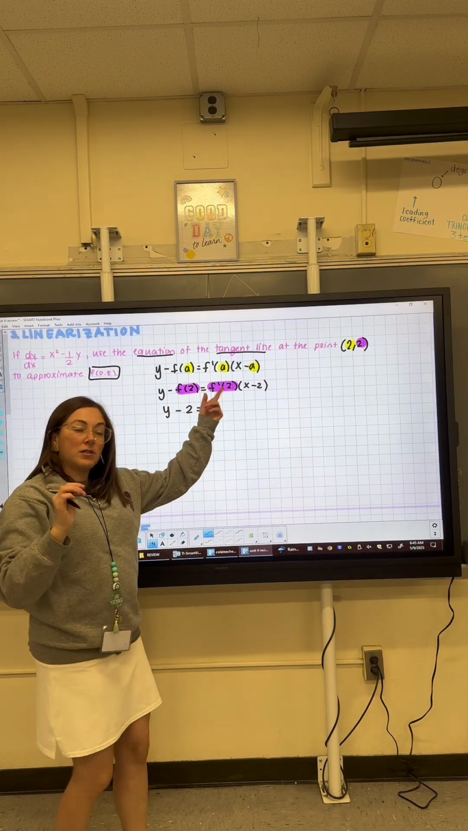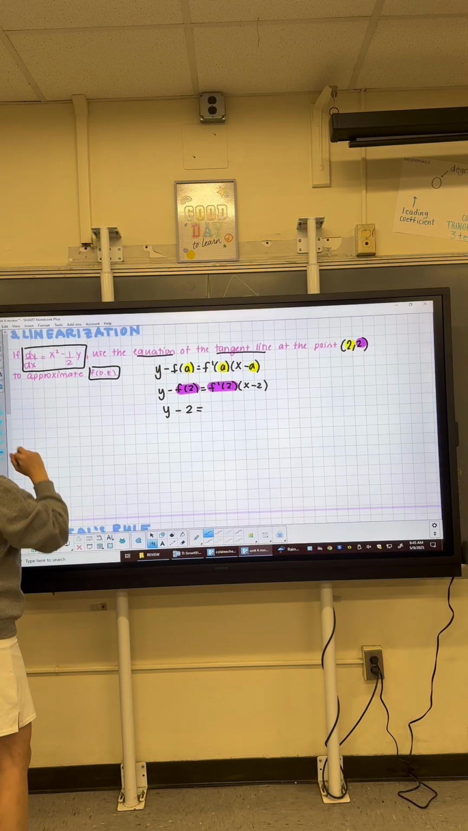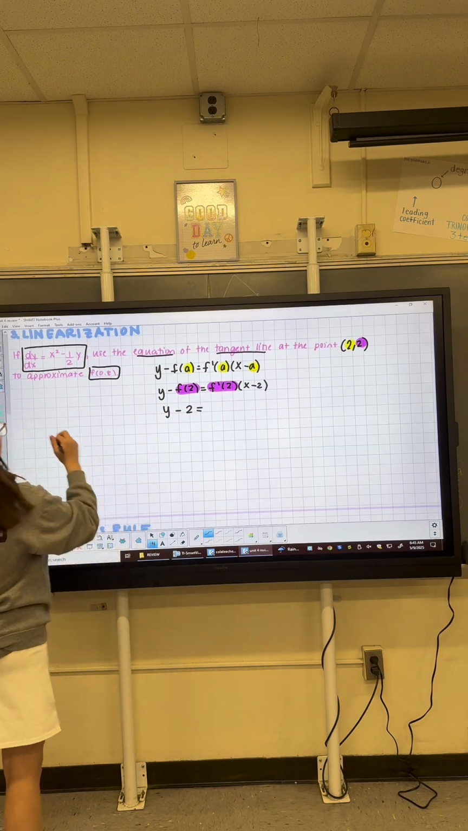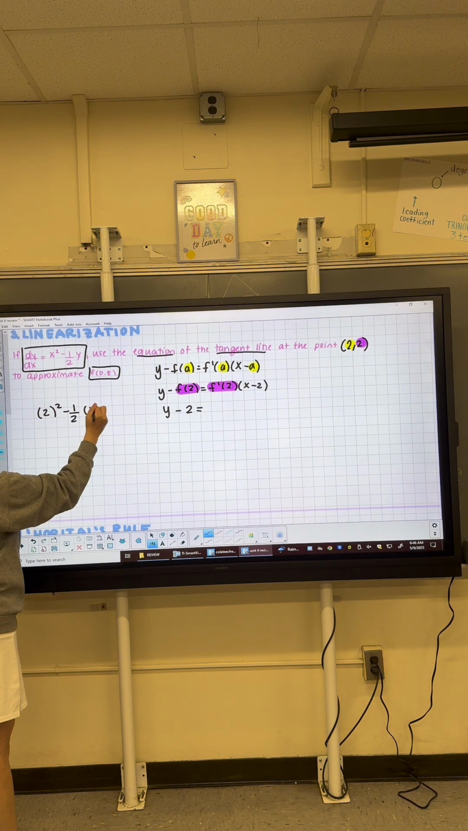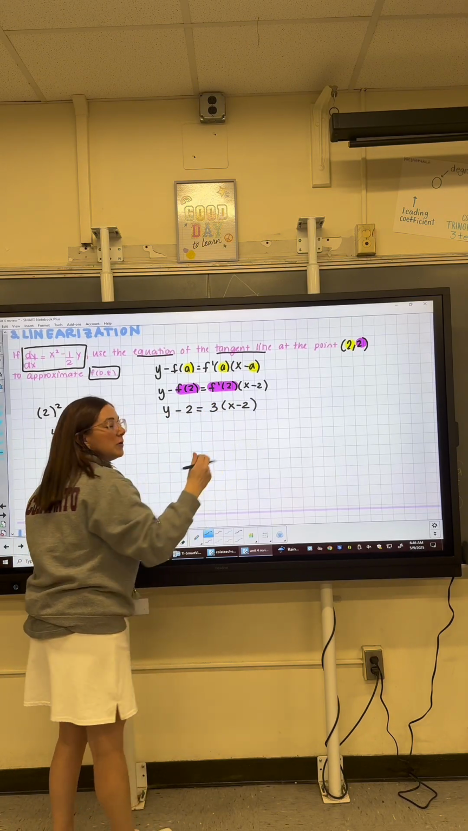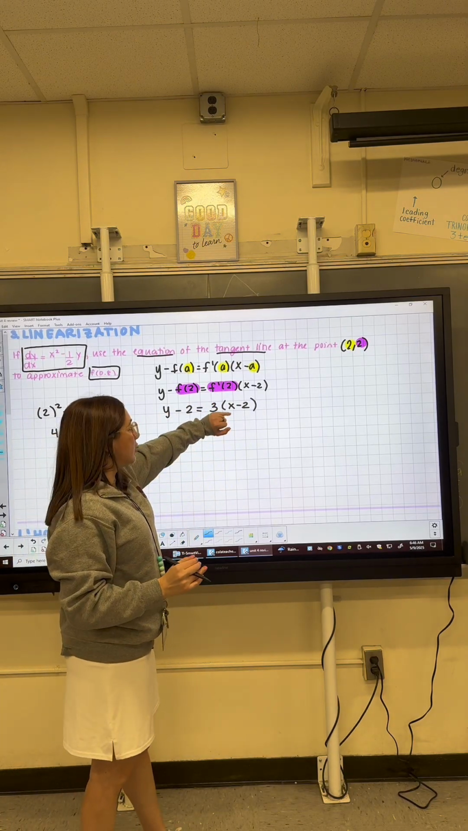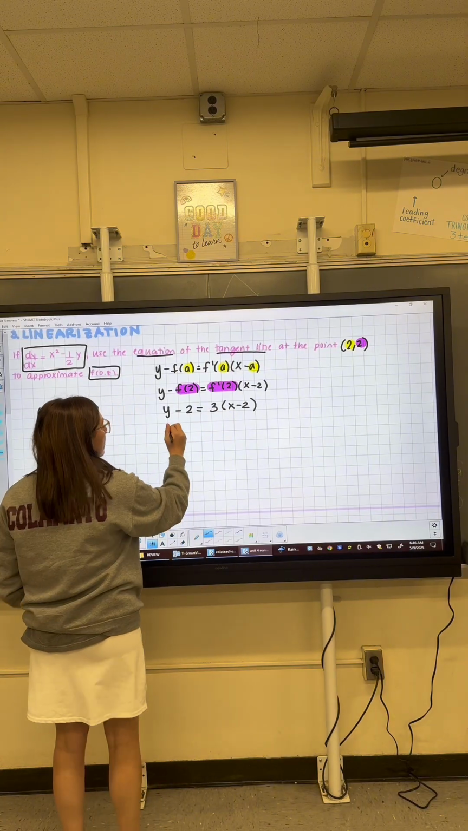Now, f prime means derivative. We have the derivative right here. So we're going to take the point (2, 2) and plug it into the derivative. 2 squared minus 1/2 times 2. 4 minus 1 is 3. On the free response, you need to show the tangent line in terms of x first, and then underneath you have to plug in 0.8.